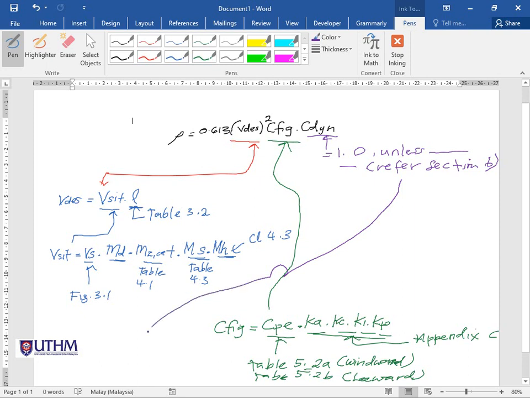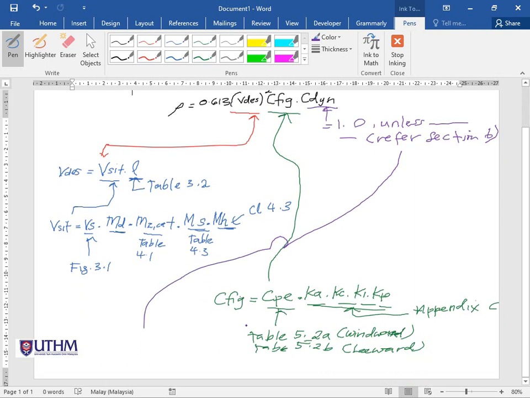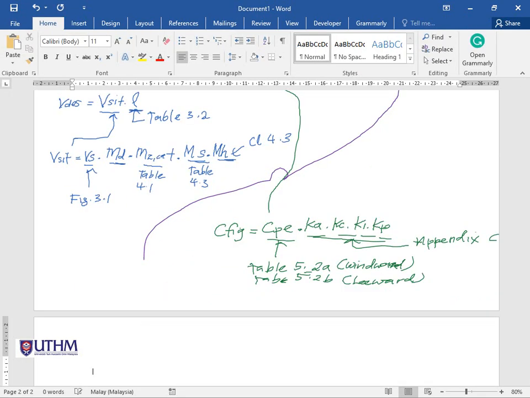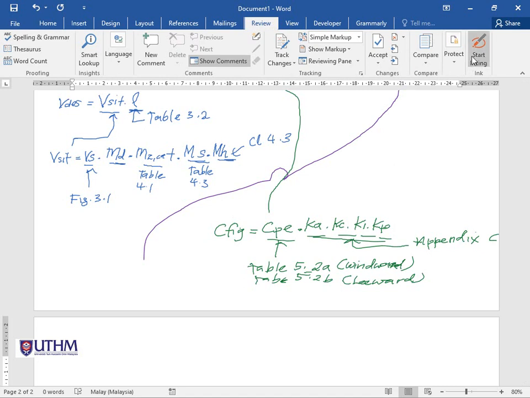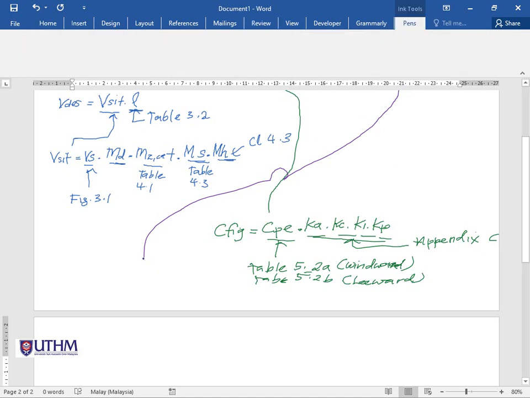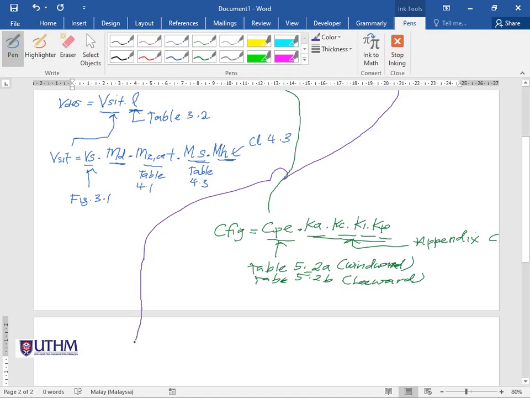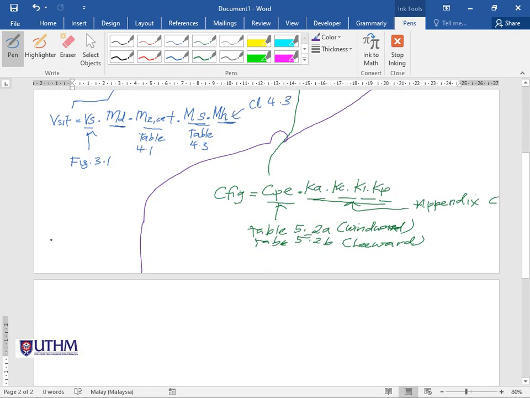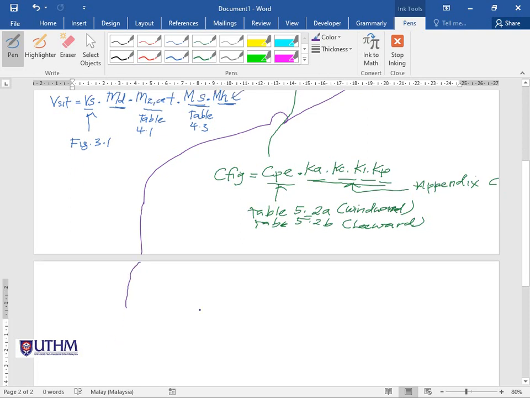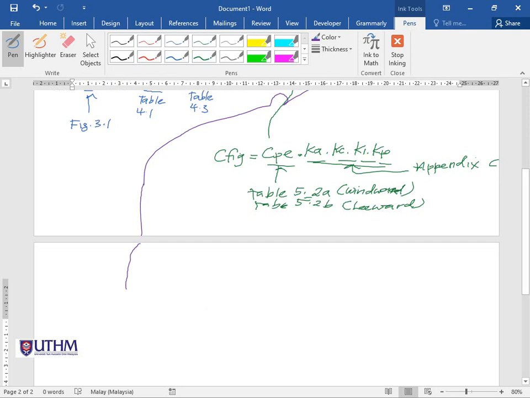Langkah pergi bawah. So C dan CD. Sekejap Okay, so go down here. Okay, continue here. Okay, so we continue here. So this is the dynamic response.